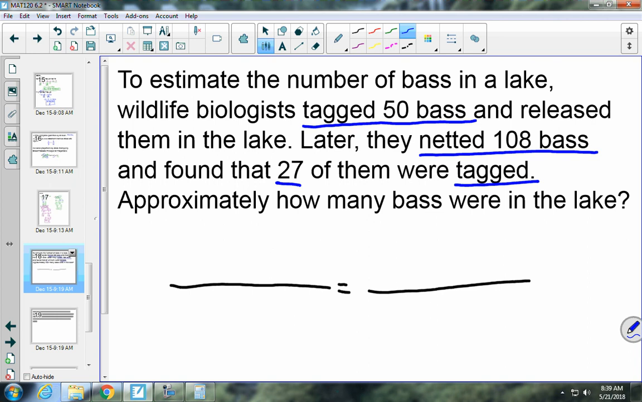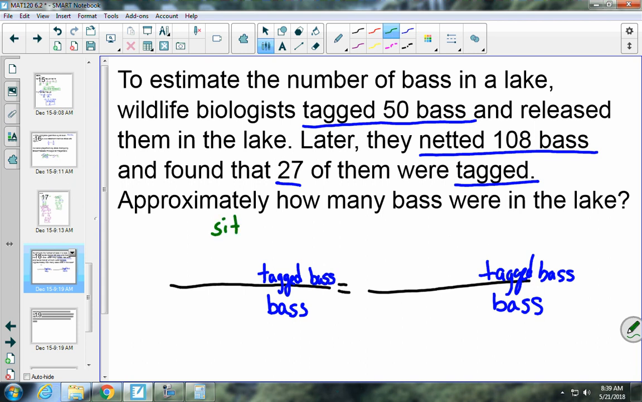So I'm going to make my numerator my tagged bass. And whatever I make my numerator on one side, I need to make my numerator on the other. That means that just plain old bass, or netted bass, or total bass, however you think about it, is going to be in our denominator. So I'm going to keep like units across from each other. That means I need things from the same situation on top of each other.